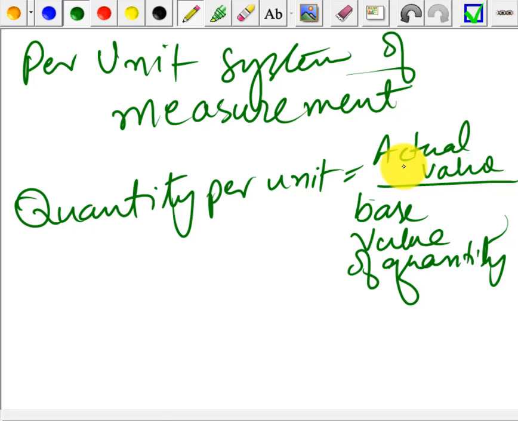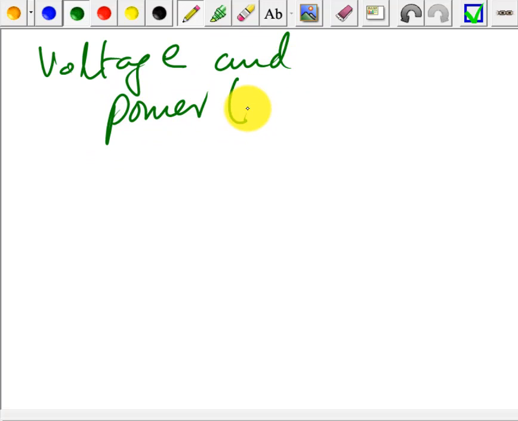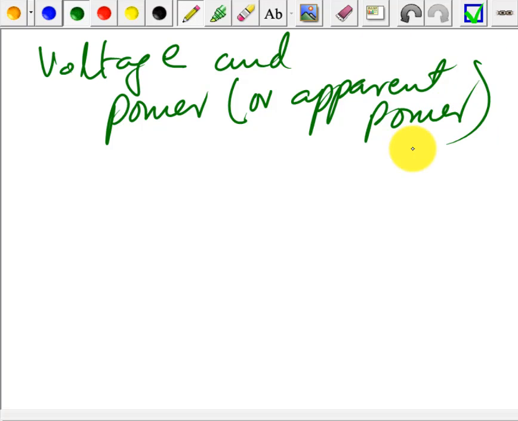It is customary to select two base quantities to define a given per unit system. The mostly used base quantities are voltage and power, or sometimes apparent power. Once these base quantities have been selected, all other base values are related to them by the usual electrical laws.